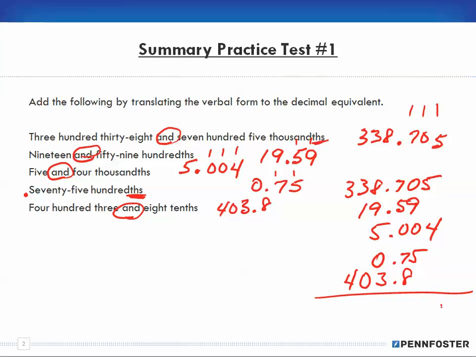5 and 4 is 9. 9 and 5 is 14. Count my 1, that's 8. That's 28. Decimal place here, that's 2. That's 10, 24, 27. Count my 2. It's 5, 6, 7. So we end up with 767 and 849 thousandths as my answer.